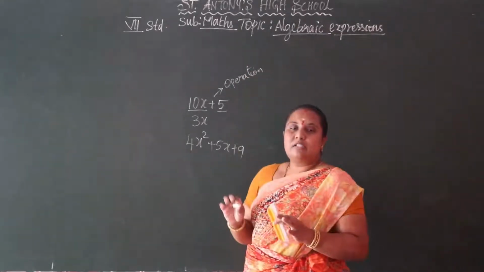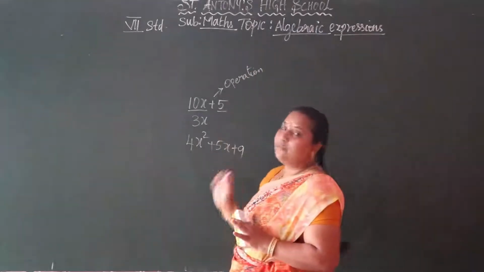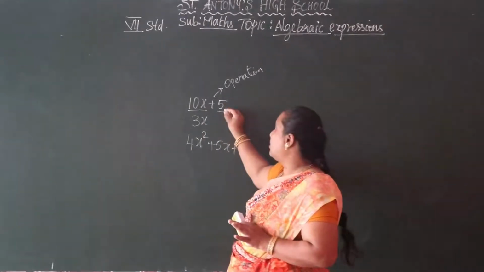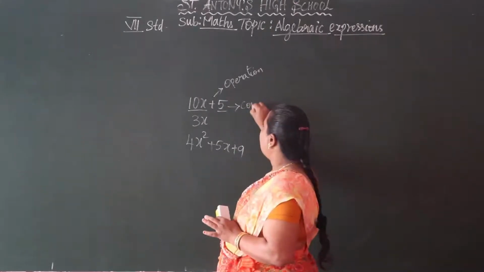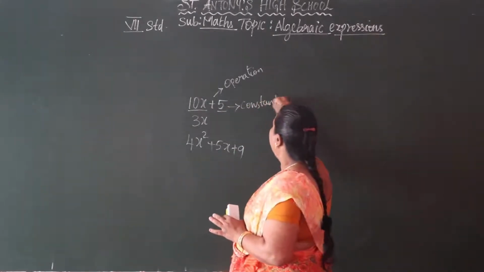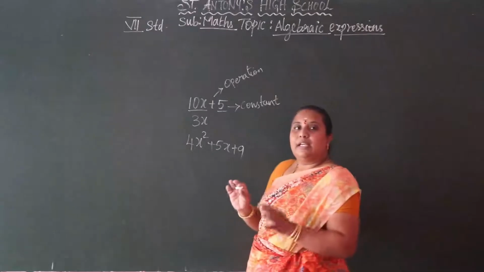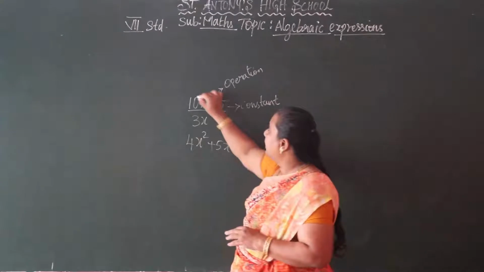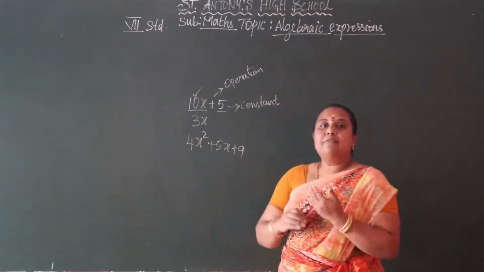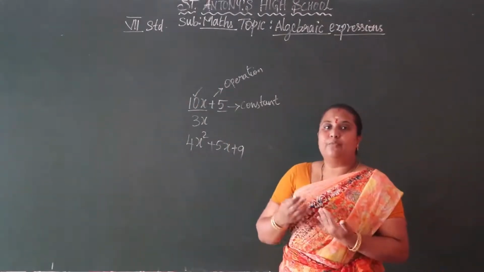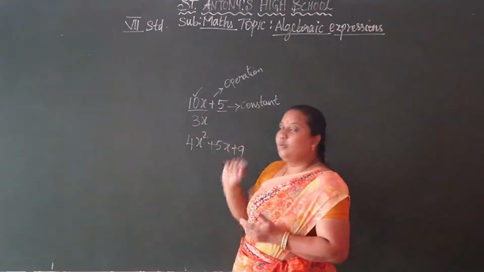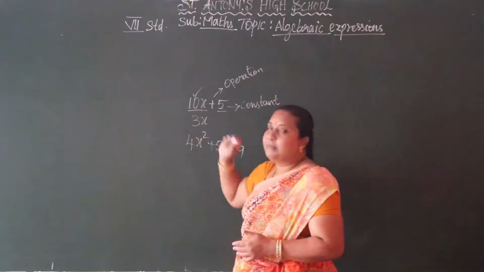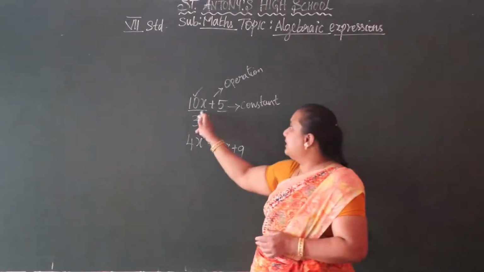A constant has no change in value. We are taking 5 here; 5 is a constant. In a constant there is no change in value. And in a variable term, we substitute different values for the variable, so it changes the value of the variable term. So this is a term.